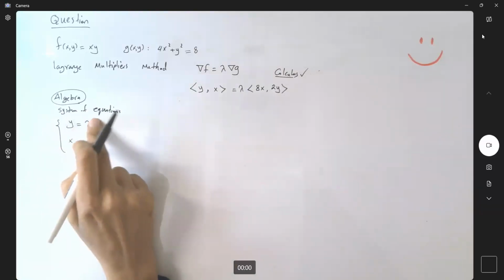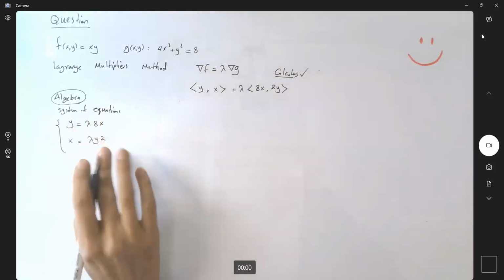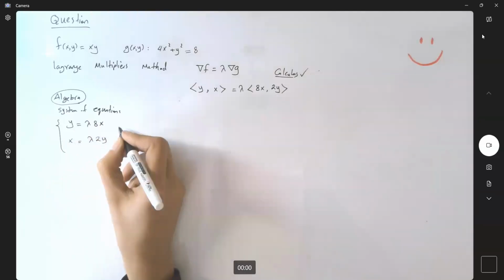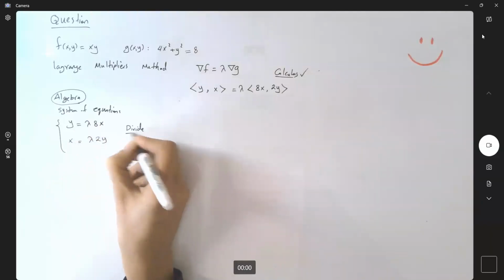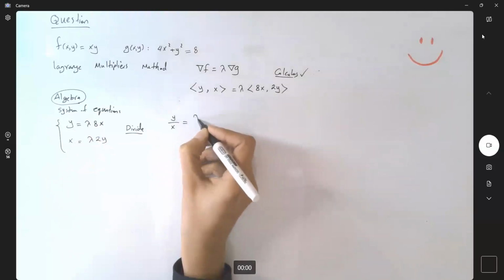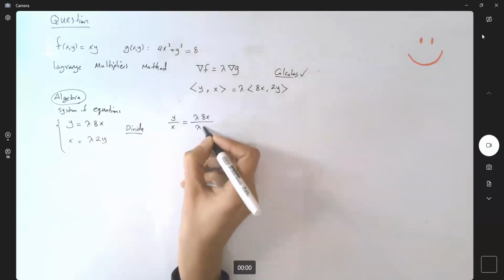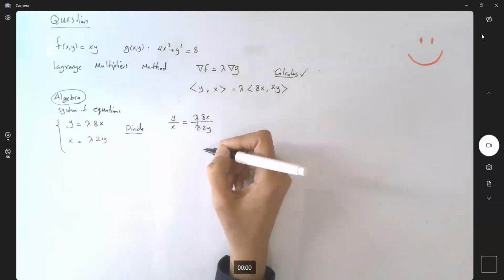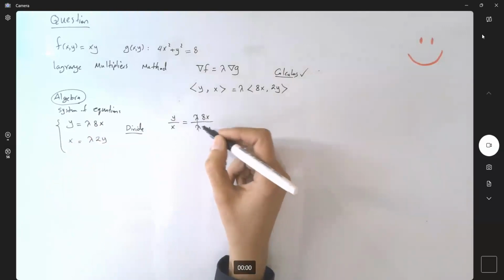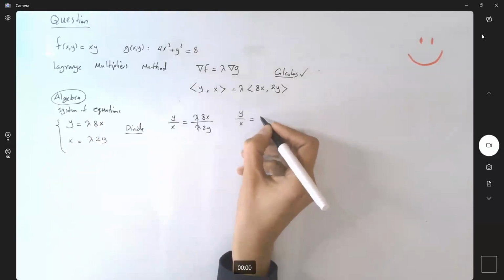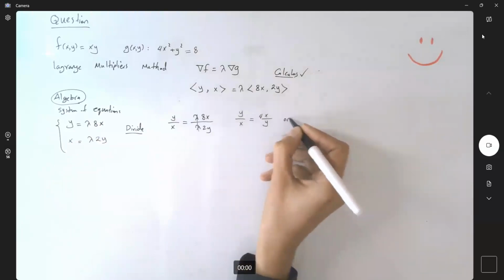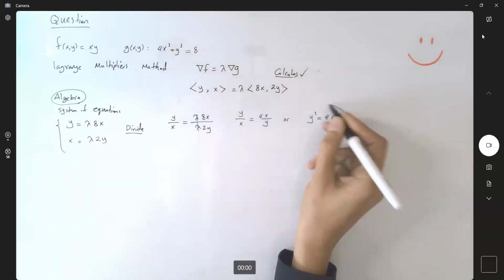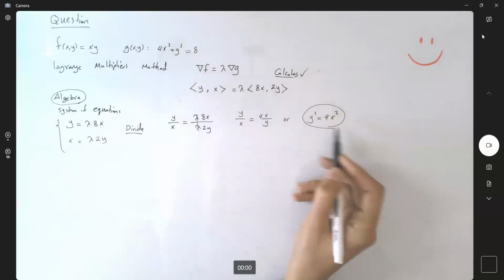So one method is just doing the division, am I right? You can just take these two equations and divide them. So here you have y over x equals lambda 8x divided by lambda 2y. Here you can cancel lambda and lambda with the condition that lambda is not 0. Here you're allowed to do the division. So y over x becomes 4x divided by y, or from algebra, what we learned before, y squared is 4x squared. Keep that in mind, that you have the relation between x and y for now.